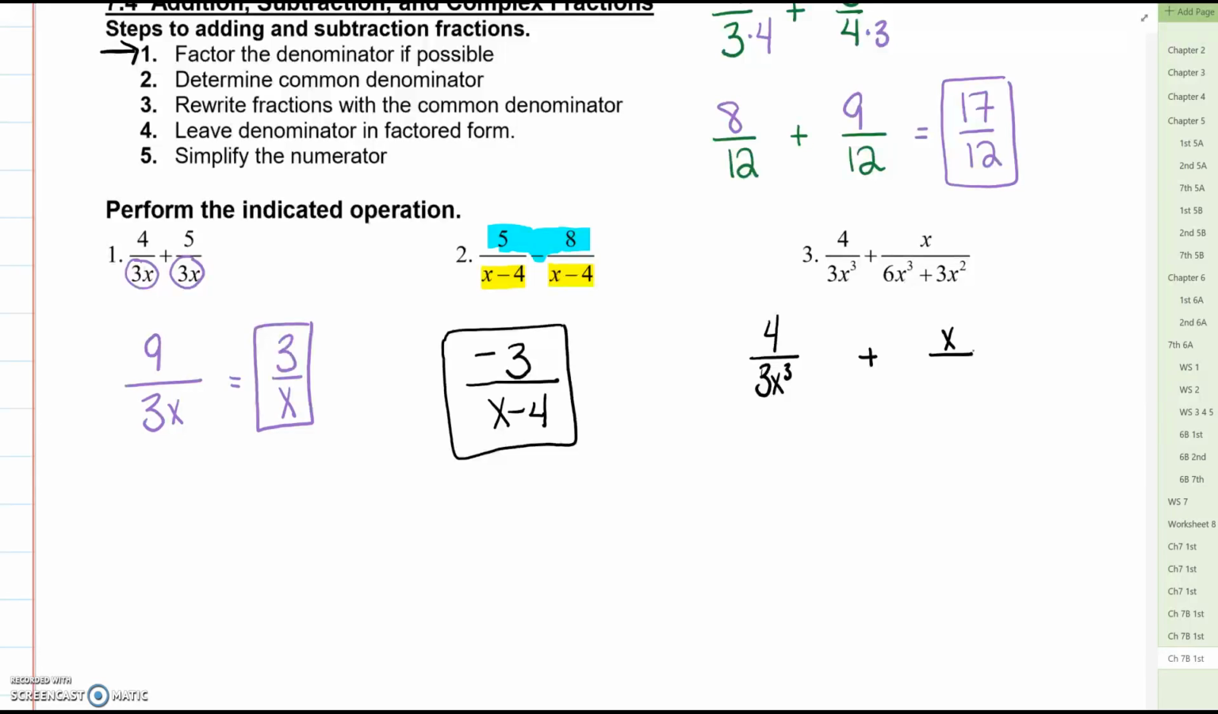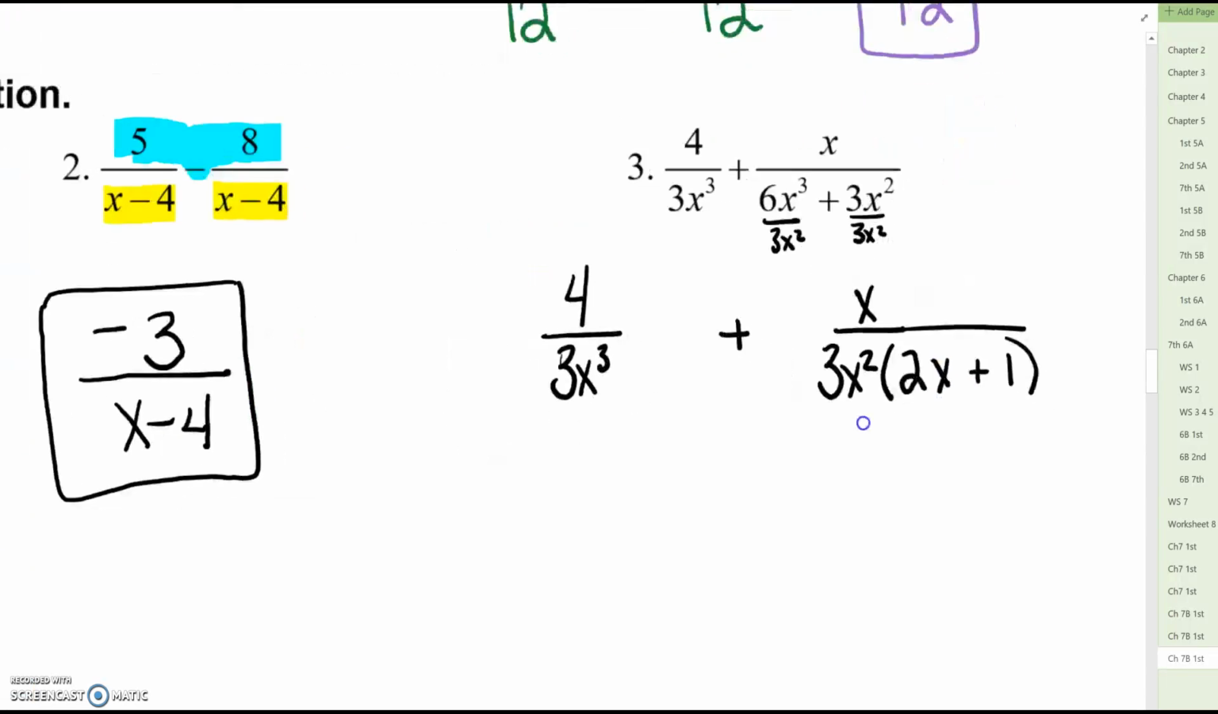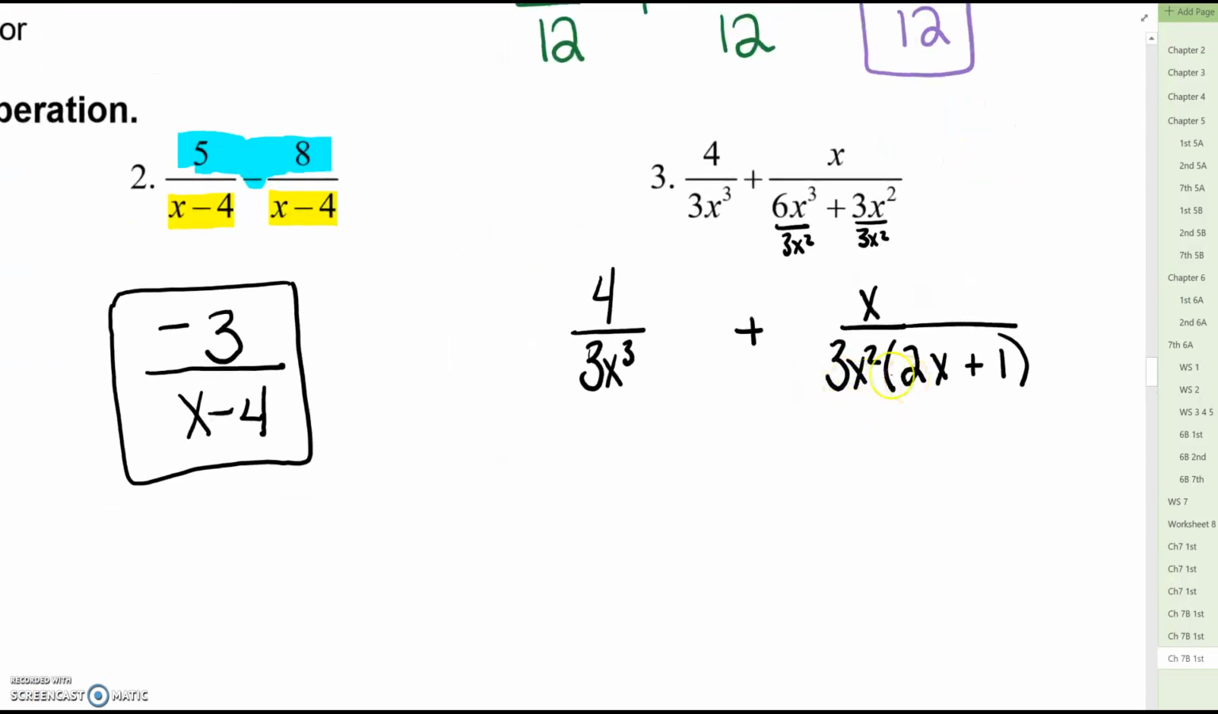What do 6x to the third and 3x squared have in common? 3x squared. If I do 6x to the third divided by 3x squared, I'd be left with 2x. And what is 3x squared divided by 3x squared? 1. Okay, now that we have the second denominator factored, instead of 3x to the third, I'm going to put 3x squared times x in that first denominator.